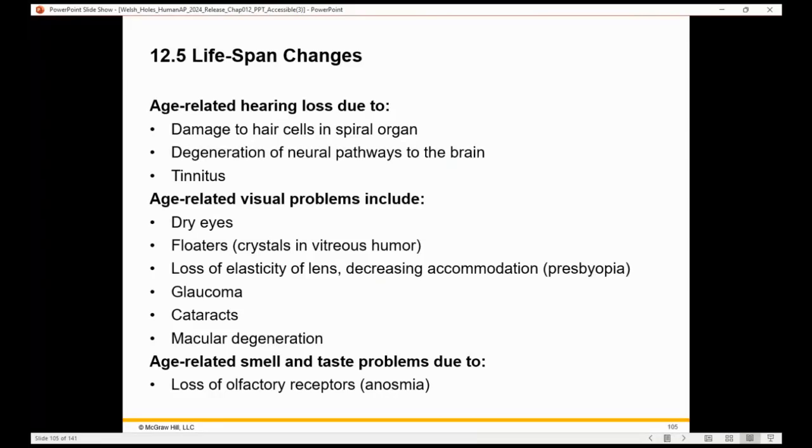Lifespan changes. Age-related hearing loss can be due to damage to hair cells in the spiral organ, a degeneration of neural pathways to the brain, and tinnitus may occur. Age-related visual problems include dry eyes, floaters, which are crystals in the vitreous humor, loss of elasticity of the lens decreasing your accommodation, glaucoma, cataracts, and macular degeneration. And there are age-related smell and taste problems due to the loss of olfactory receptors, called anosmia.